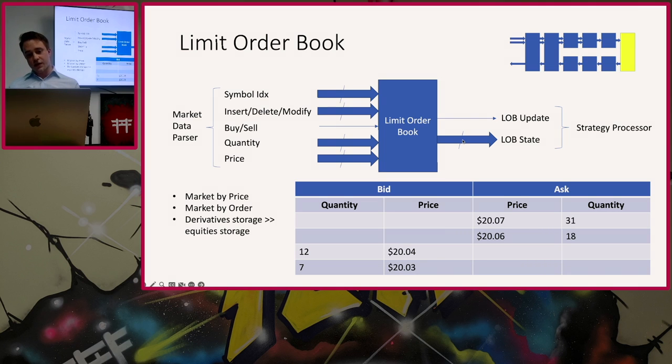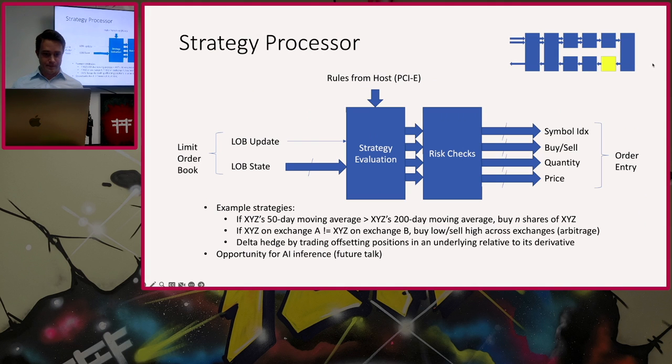So anyways, once the book gets updated, we pass a signal downstream to the strategy processor that says there's an update and what the update reflects. So the strategy processor receives that information. This is the core of the trading platform. This is where you would configure the platform to decide when and how to make a trade. That's set up over, generally speaking, what are called rules. PCI Express will download these rules onto the chip. And these rules get evaluated every time there's an update.